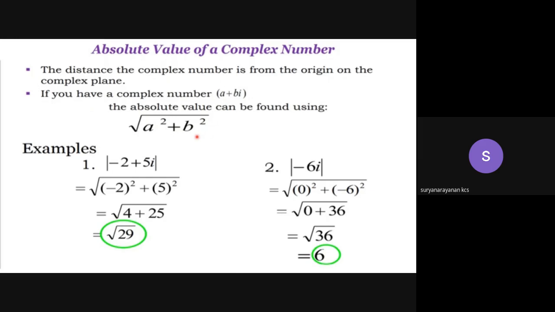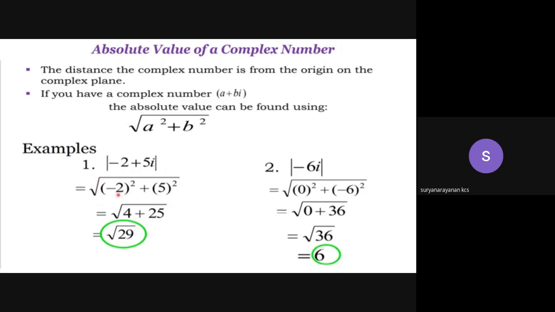Understood this point, my children, how to find the absolute value of a complex number, right? For example, see here, modulus of minus 2 plus 5i. How can you find the absolute value of this complex number? This is a notation, modulus. It is a notation for the absolute value of the complex number. Remember this one.